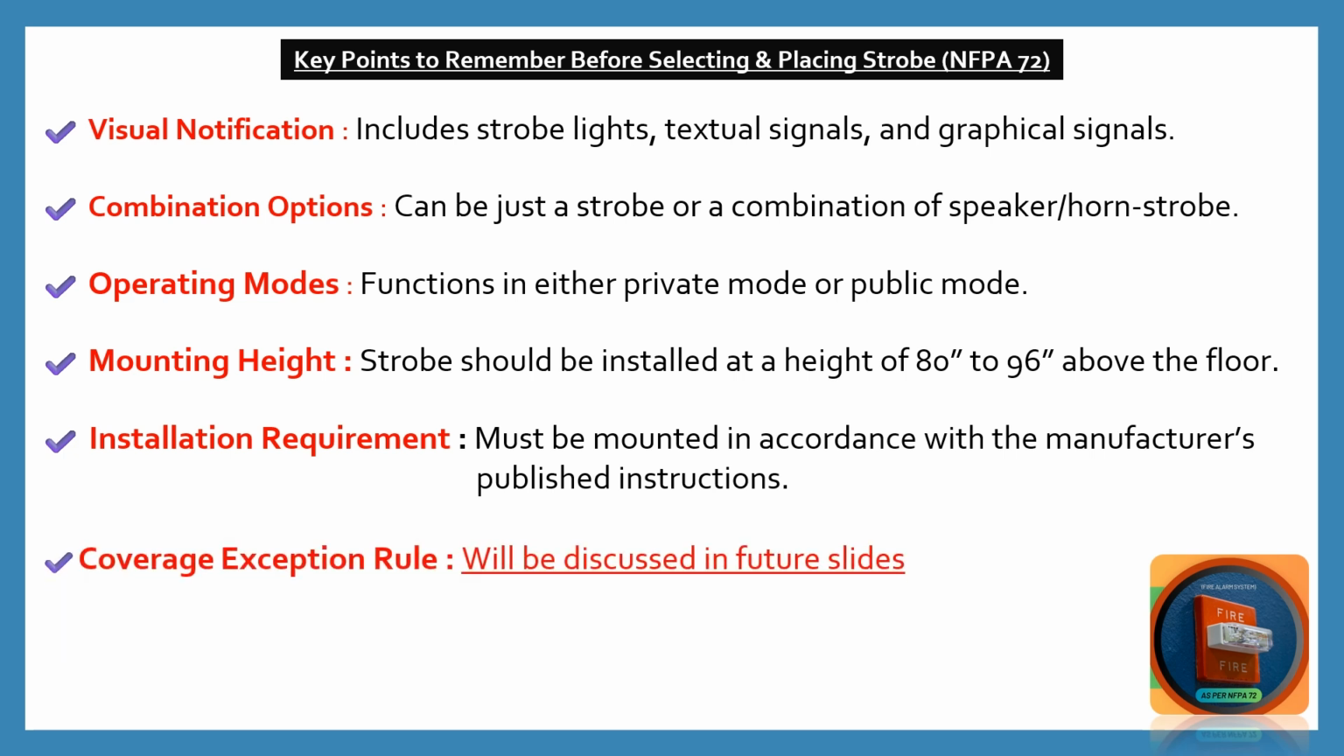Coverage exception rule: if in any case we are not able to install the strobe at this particular height, then there are some exceptions to be followed, which we will discuss in the last slide.